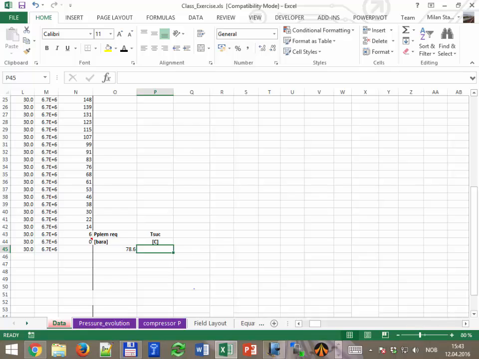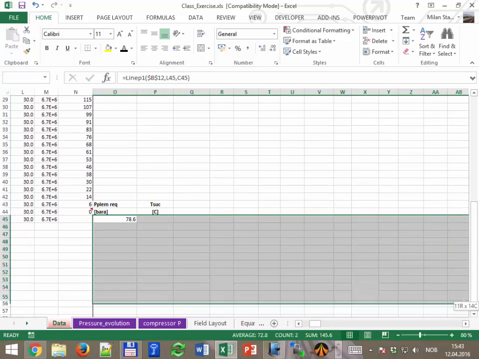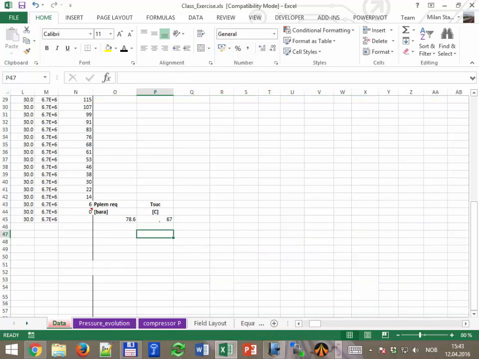And the temperature at the suction, first we're going to approximate it as just 67. No change, no cooling has been made. That's assuming that there is no cooling.